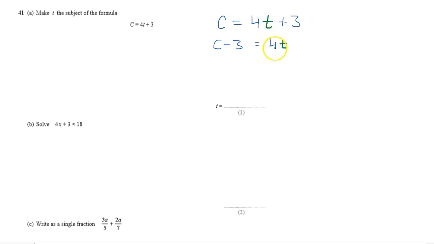Now we have 4 with this T, we have to remove it, so divide all by 4. So now T is equal to C minus 3 over 4.